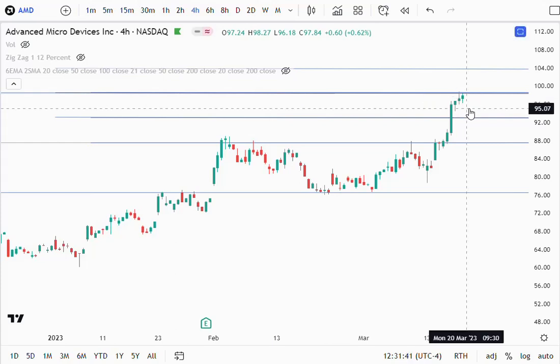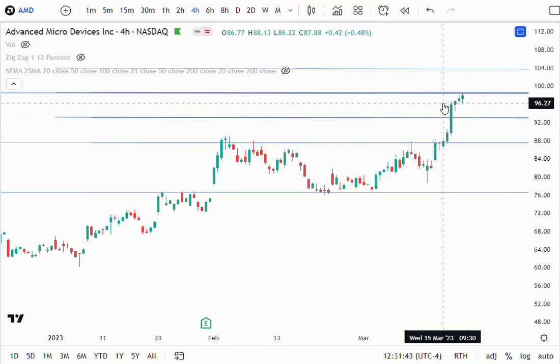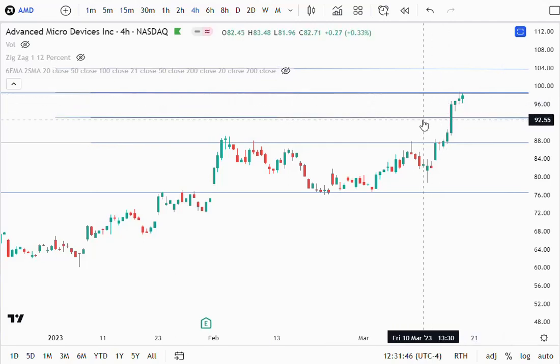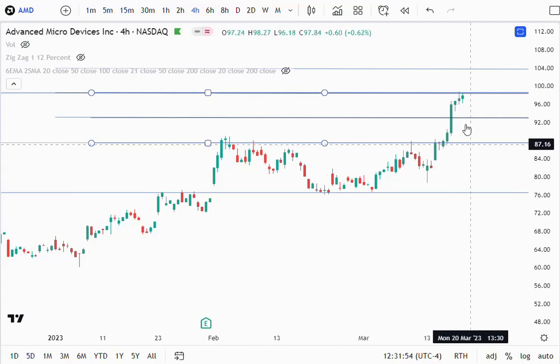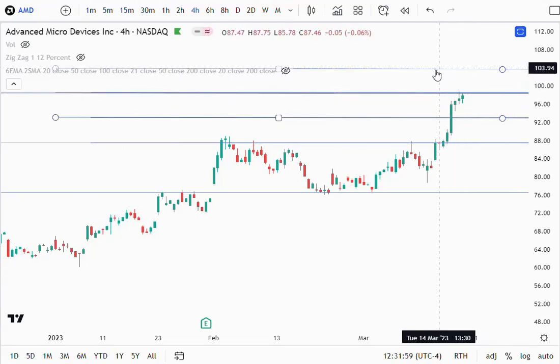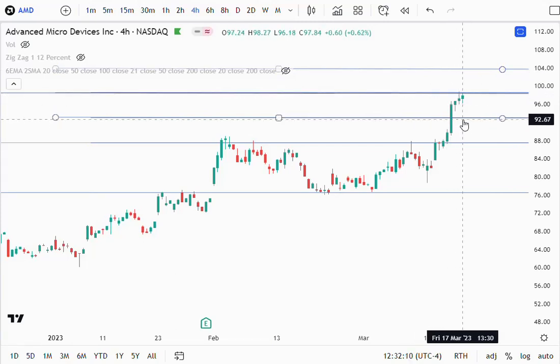All right, fine. So what do we expect now? If there is a pullback, then I would expect the first level of support to be right here around 93, and then finally around this level, which is around 88. And resistance, if it's able to break through this level, then the next level to target would be around 104. So 104 would be the next level to target, assuming that it's able to break through 99. But the support would be around 93.